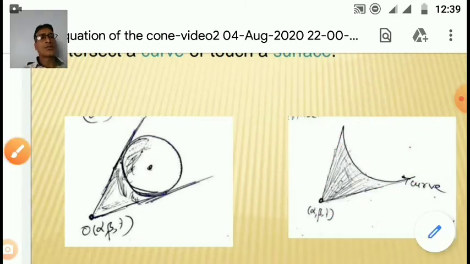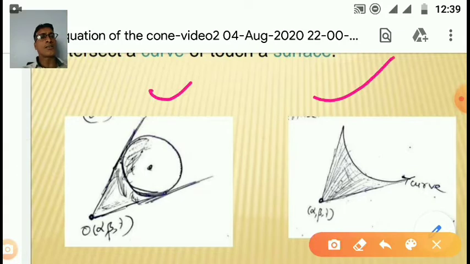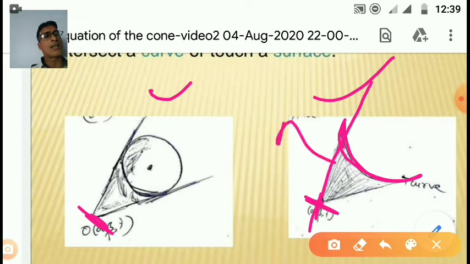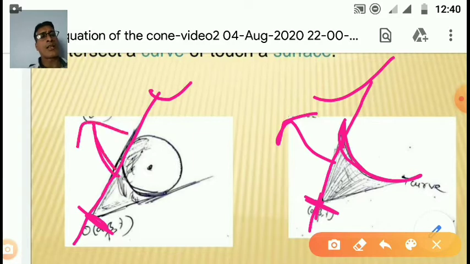Therefore, in these two cases, the fixed point is called the vertex. Here this is the vertex, and the curve is called the guiding curve. The line joining the fixed point and intersecting the curve is called a generator. Here the line passing through the fixed point and touching the surface is called a generator. Here this is a generator and here this is a generator.